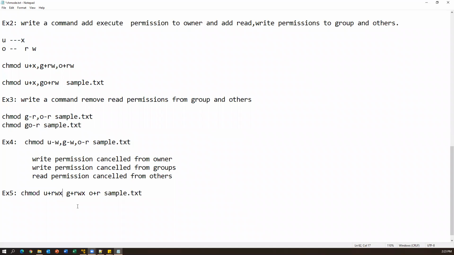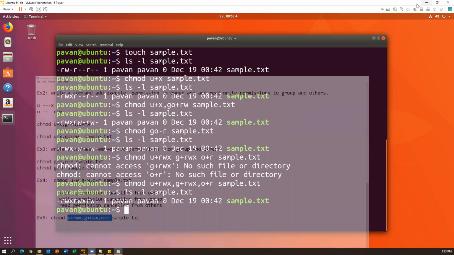So we should not give spaces, guys. We should give only commas here. But in some Unix or Linux flavors, spaces are also allowed, but especially in Ubuntu, spaces are not allowed. So this is the command which I have given.